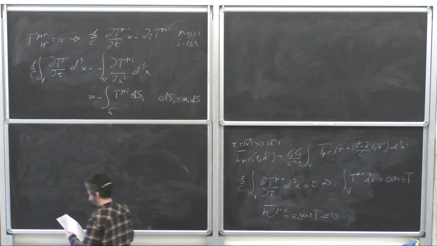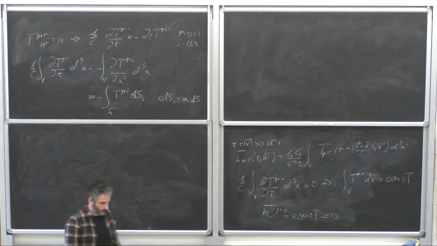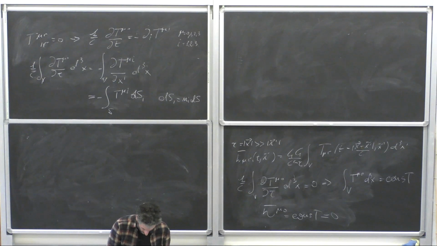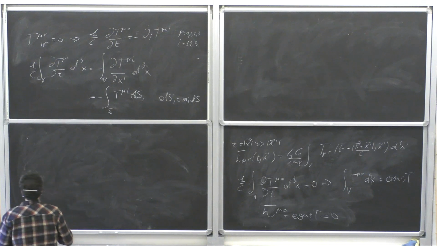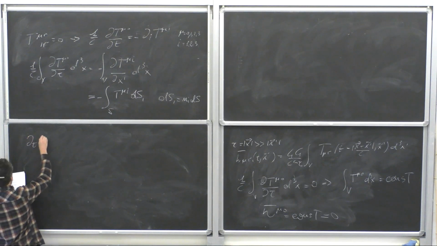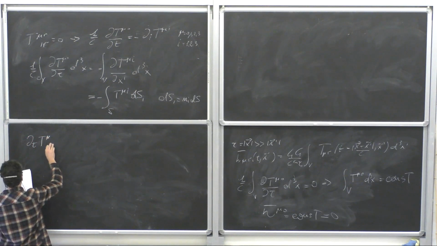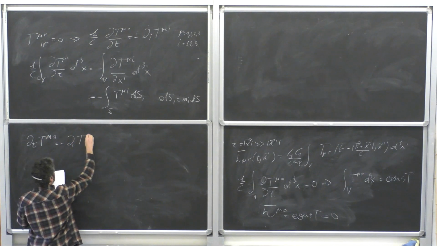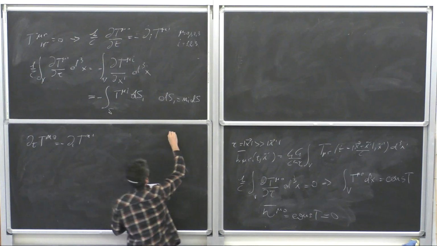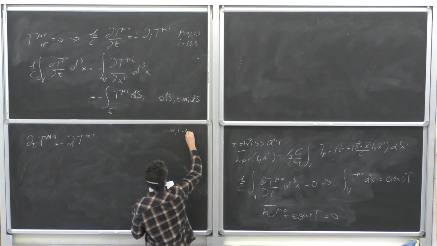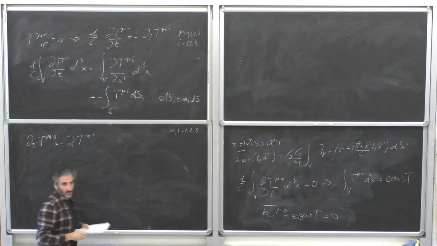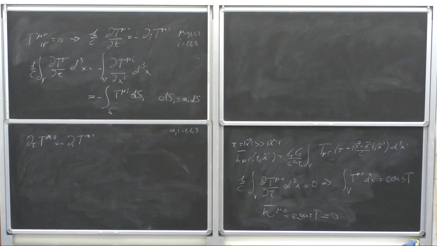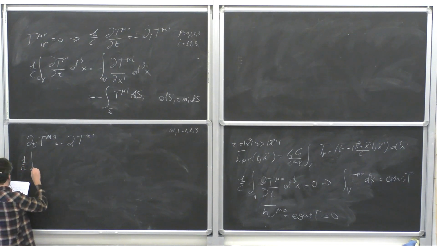Which is the following. So let's take again the T^{n0} equal to minus ∂_i T^{ni}, and now both n and i go 1, 2, 3. So I'm taking the full spatial version of the T^{μν}_{,ν} = 0 equation, and let me integrate again over the volume.